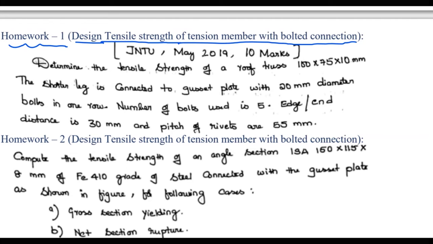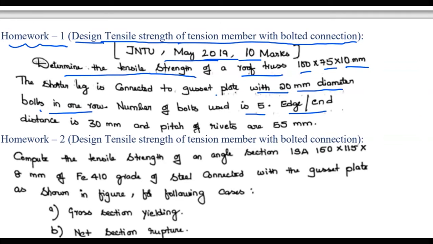Okay. So this question is from your previous examination, given for 10 marks in May 2019. In this question, you have to determine the tensile strength of a truss member, 175 10 mm thick, and the shorter leg is connected to the gusset plate with 20 mm diameter bolts in one row. Number of bolts used is 5. Edge or end distance is 30, and pitch that you need to take is 55 mm.